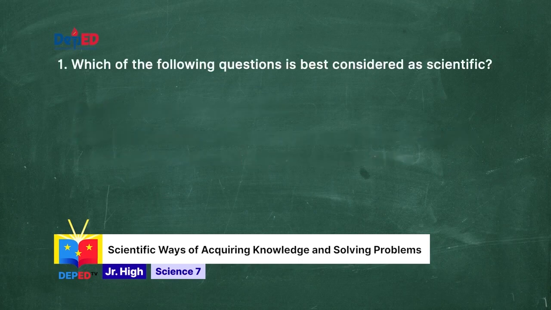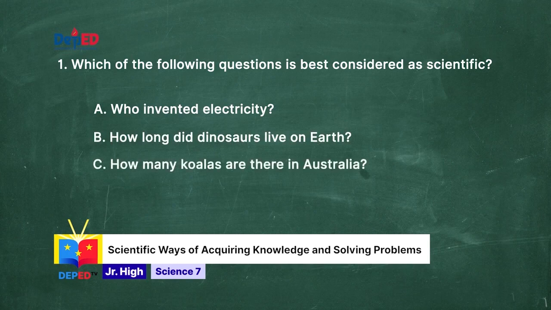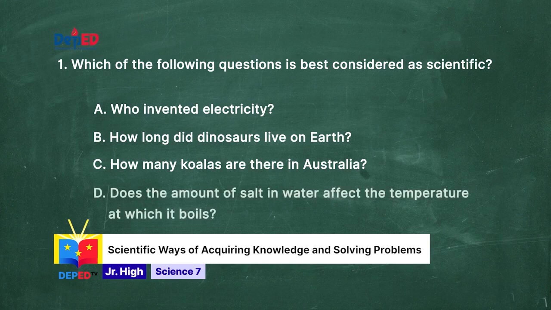Number 1. Which of the following questions is best considered as scientific? A. Who invented electricity? B. How long did dinosaurs live on Earth? C. How many koalas are there in Australia? D. Does the amount of salt in water affect the temperature at which it boils?